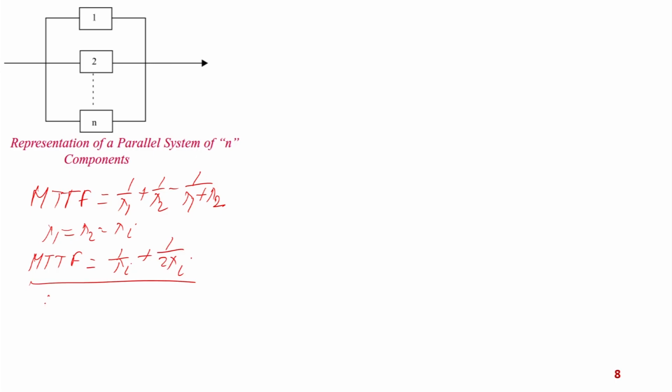When n is equal to 3, we got MTTF is equal to 1 by lambda I plus 1 by 2 lambda I plus 1 by 3 lambda I. So, by using mathematical induction, if there are n systems or n elements having identical failure rate, then I can write a general expression for the MTTF. So, what we will do?